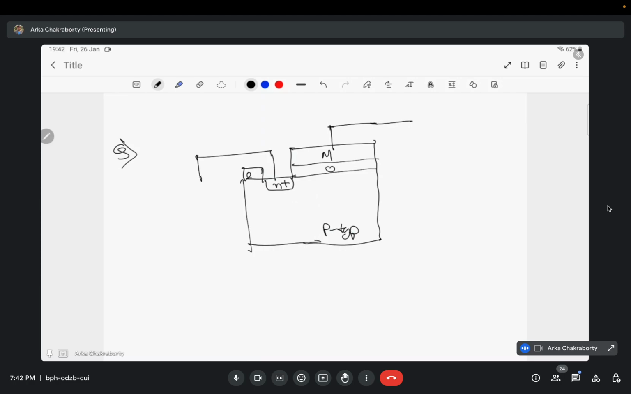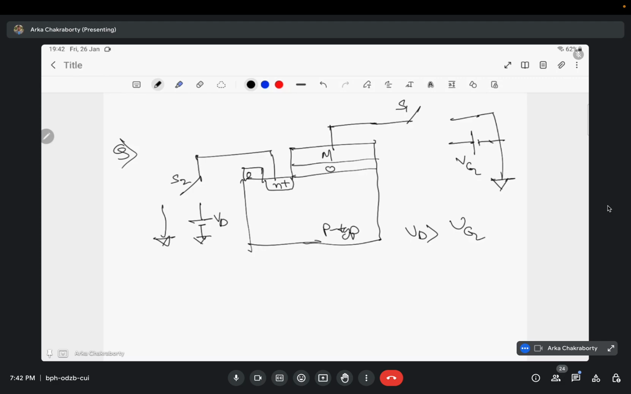Okay, so there is a switch here, S2, and there are two terminals here, one is VD, one is ground. And here there is another switch, S1, and here also two terminals are present. One is VG, one is ground. This is VG, and VD is greater than VG.